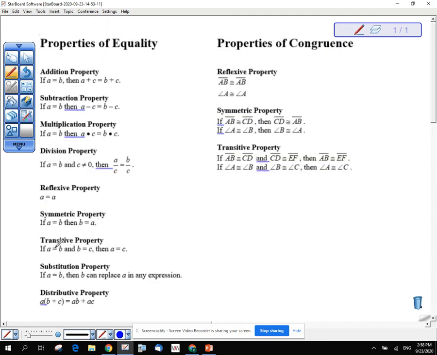Now, while these properties are important, reflexive, symmetric, transitive properties of equality, the way we're moving is towards congruence. You know that congruence means equal measure. We defined that in a previous lesson. Congruent means equal measure. 2 things are congruent if they have equal measure.